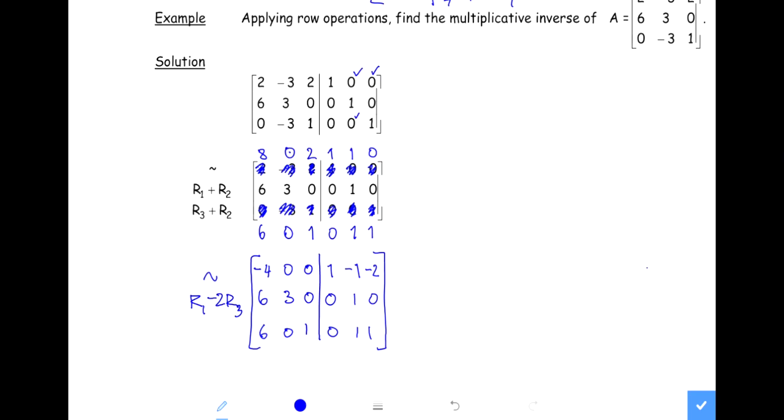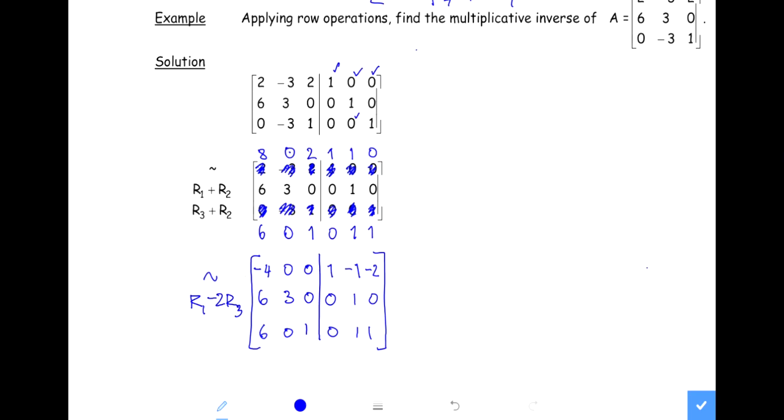Next up, I want to change. Here I have just negative 4, right? So I think I'm going to change this negative 4 to 1 to achieve this one. I think I'm going to divide this by negative 4.